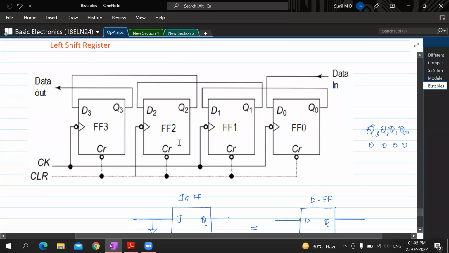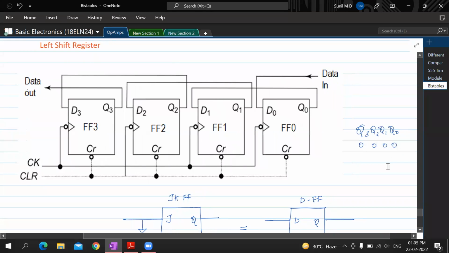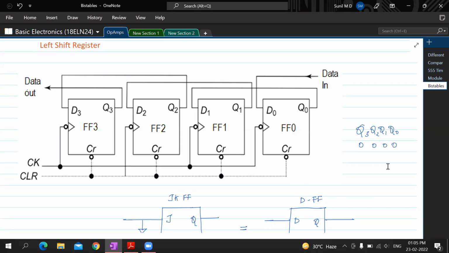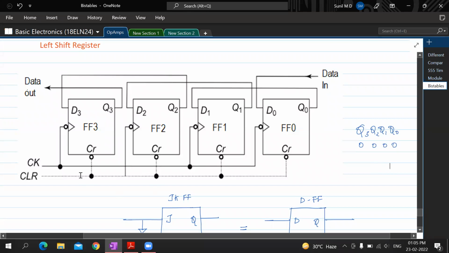Can you make out what needs to be done for this to be made possible? Anybody? Without looking at clock and D input, what needs to be done to make this all zeros? All is Q3, Q2, Q1, and Q0. All of them to go zero initially. What is it that I need to make in this particular diagram?